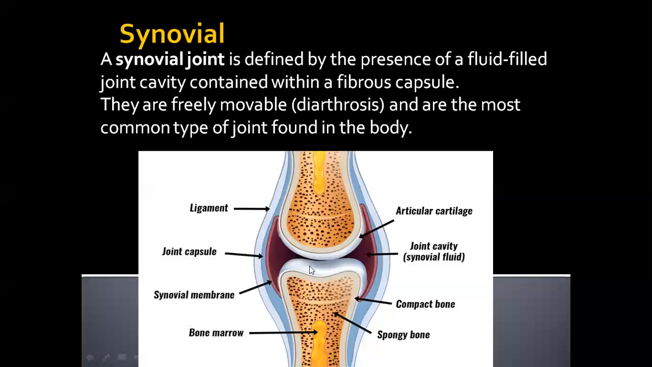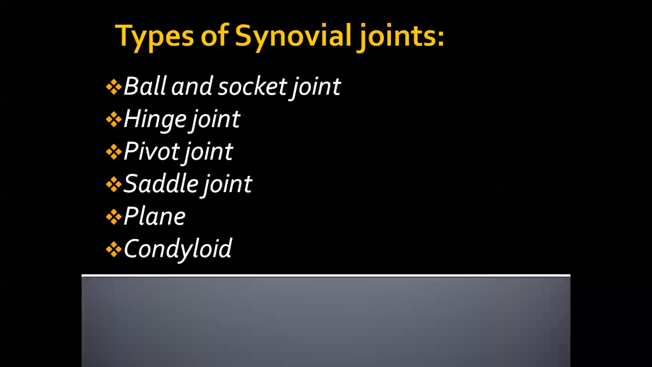Today we'll learn about the different types of synovial joints specifically. Okay, so let's start. There are basically six types of synovial joints: ball and socket joints, hinge joints, pivot joints, saddle joints, plane joints, and condyloid joints. So let's begin with the ball and socket joint.